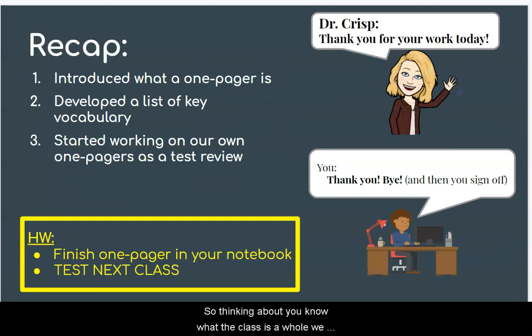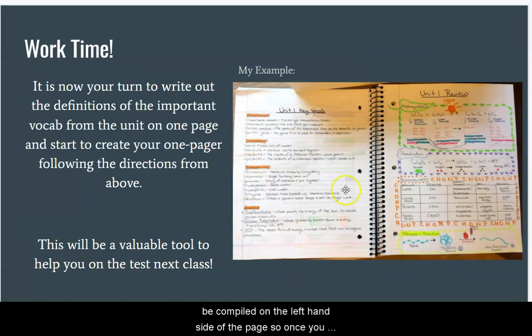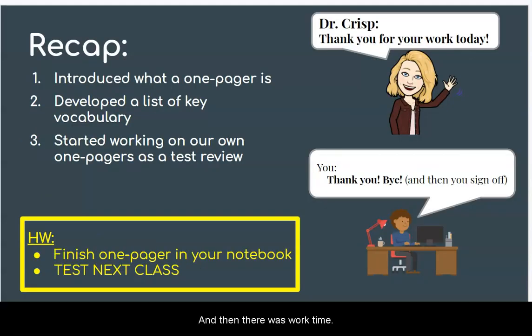So thinking about what the class is as a whole, we introduced the idea of what a one-pager is. We developed a key list of vocab that, as you can see in my example, will be compiled on the left-hand side of the page. Once you get that compiled list, you will go through and define them on one side. Your one-pager will be on the other. And then there was work time.